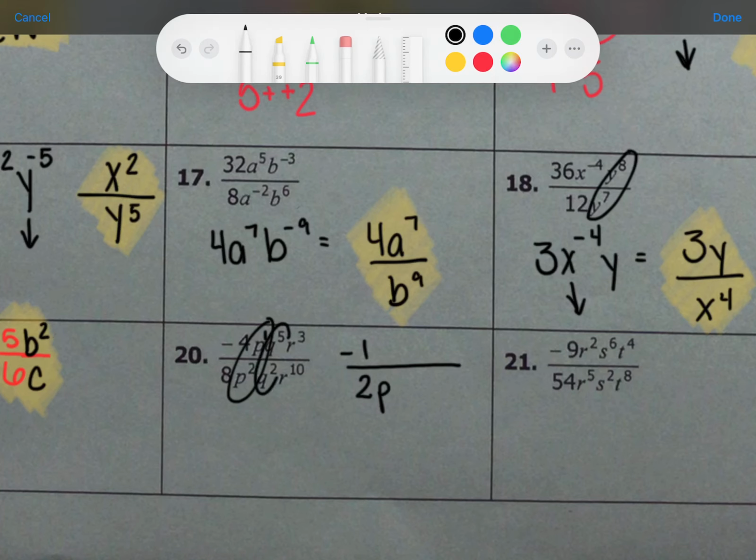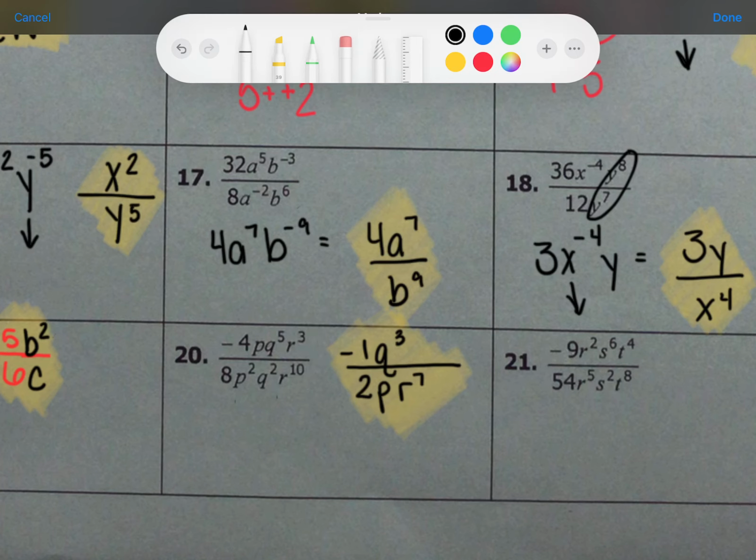My Q's, 5 take away 2 is 3. It's positive 3, so it stays on top. My R's, 3 take away 10 is negative. So negatives need to go to the bottom, and it becomes a positive. Anything that's negative, we're going to move to the bottom, and it becomes positive. And that is that. Did you get it right? You want to subtract your exponents. And if they're negative, move them to the bottom.